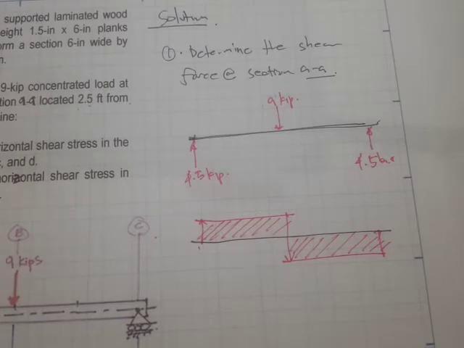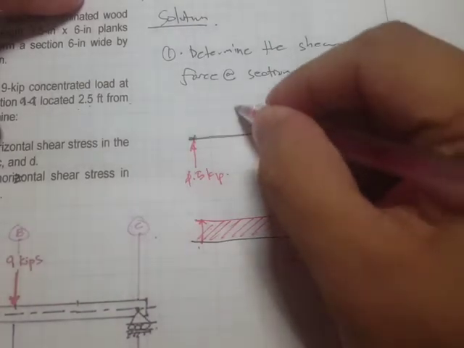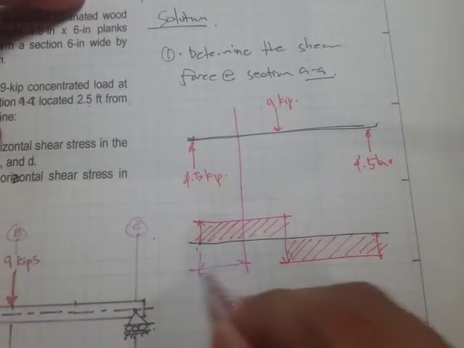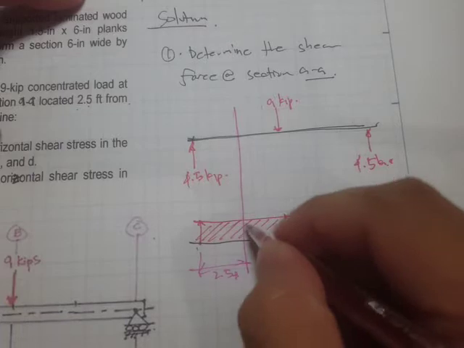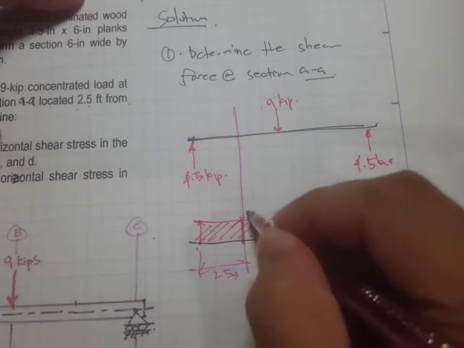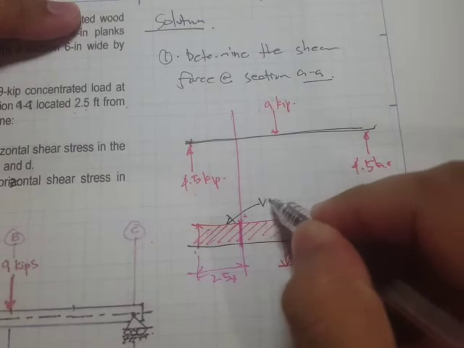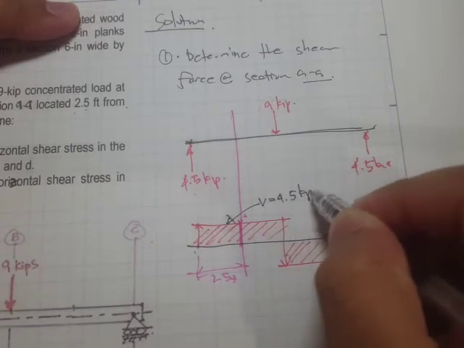And if we cut a section right here, 2.5 feet, and let's say this is 2.5 feet, the value of shear right here is just V equal to 4.5 kips, right?